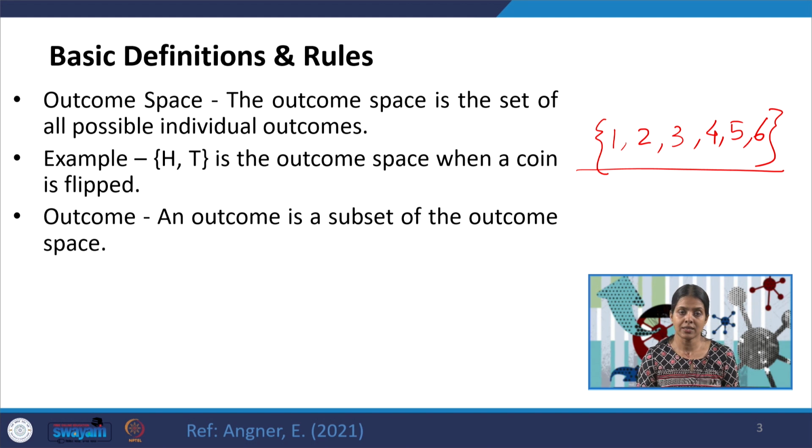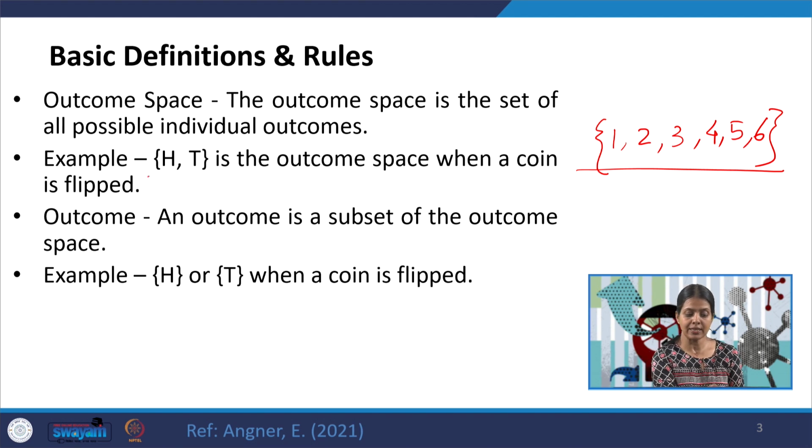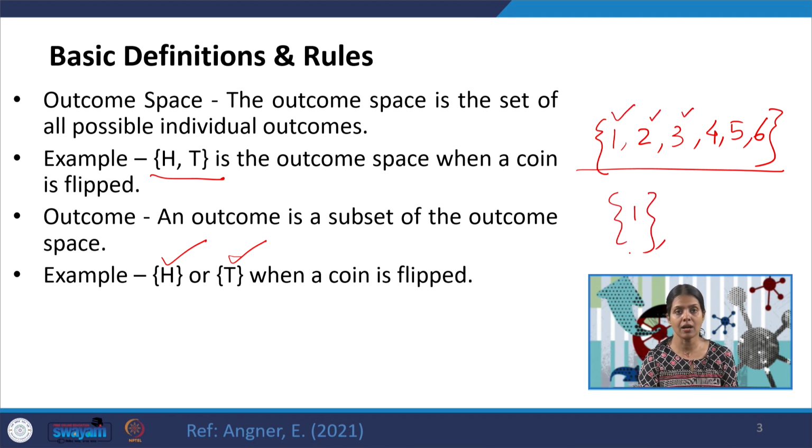Now, what is an outcome? Understandably, an outcome is a subset of the outcome space. So, here in this case H, that is head or tail, when a coin is flipped, are individual outcomes. In a similar fashion 1, 2, 3, these are individually outcomes.